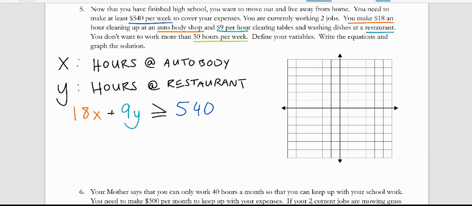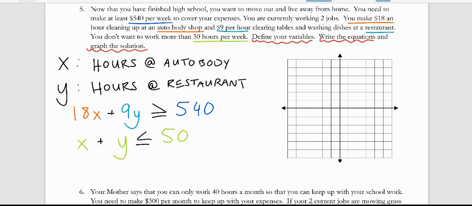The second equation is a combination of these 2 jobs combined working no more than 50 hours per week. So if x is the hours at the auto body shop and y is the hours at the restaurant, this has to be less than or equal to 50 hours. All right, those are my two equations. Okay, so we've defined our variables, we've written our equations, and now we just need to graph the solutions over here.